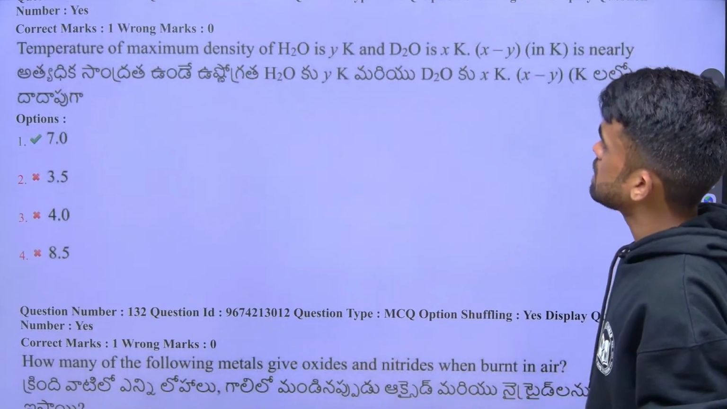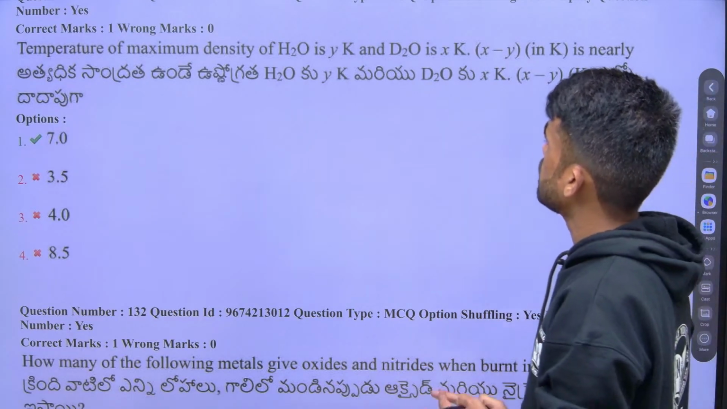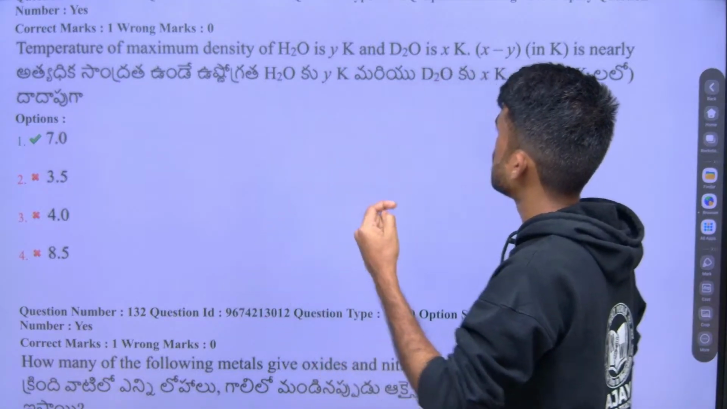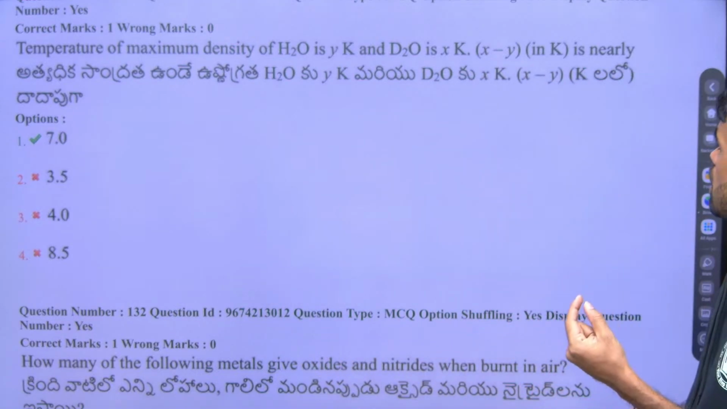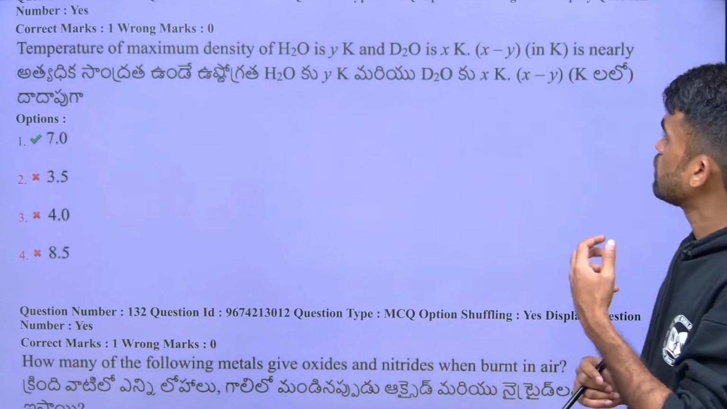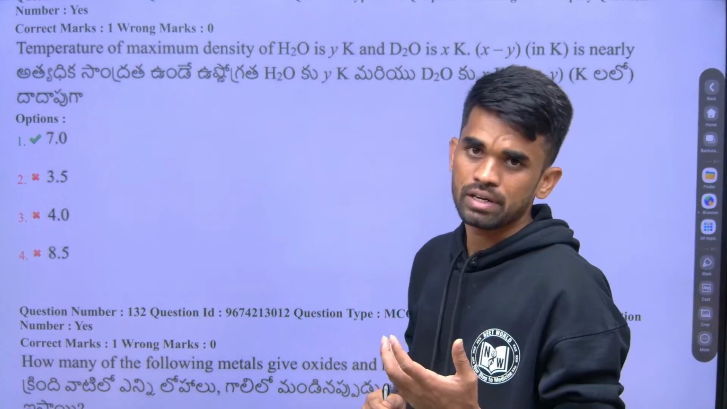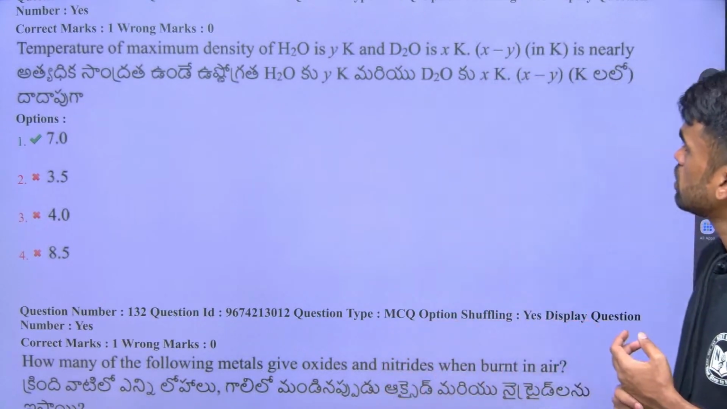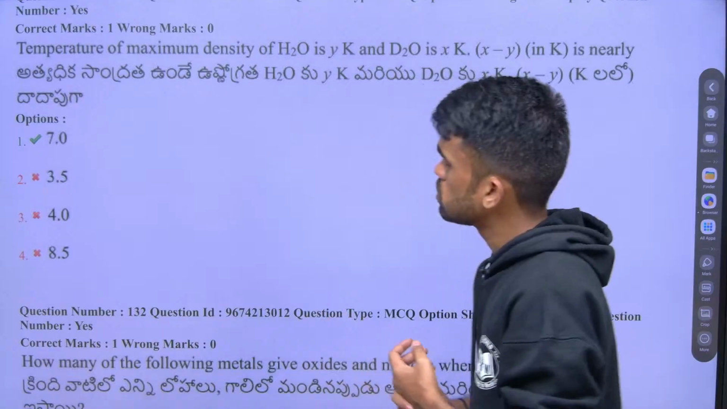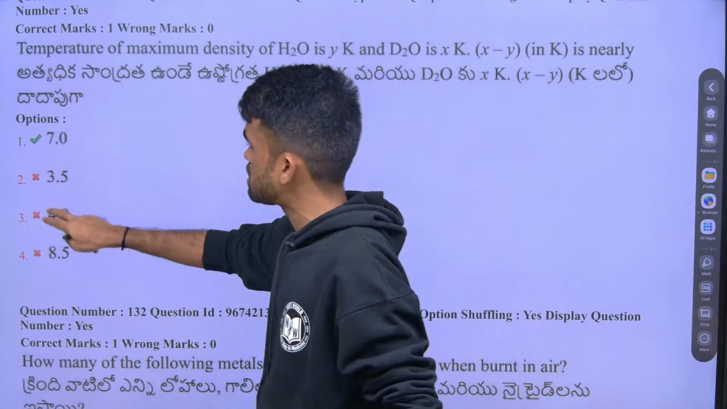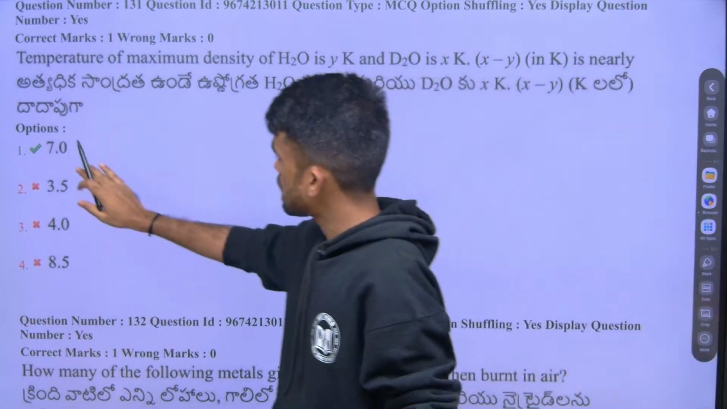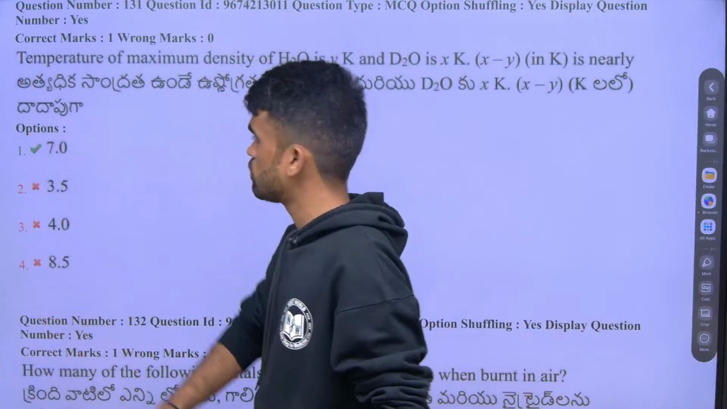Next, the temperature of maximum density of water is Y, and for D2O is X. So generally for water it is considered to be 4 degrees, and for deuterium heavy water it is around 11. Now the difference will be around 11 minus 4, so this will be around 7 only. As per the options it will be around 7.6. There will be some decimal numbers also, but for the exact value, if we go with the options, you can go with option number 1.